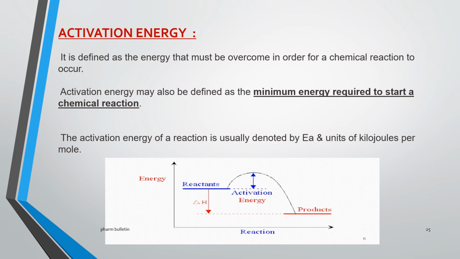So now I am going to cover the activation energy. Activation energy is defined as the energy that must be overcome in order for a chemical reaction to occur, or it may be defined as the minimum energy required to start a chemical reaction. Activation energy of the reaction is usually denoted by EA, and the unit is kilojoules per mole.